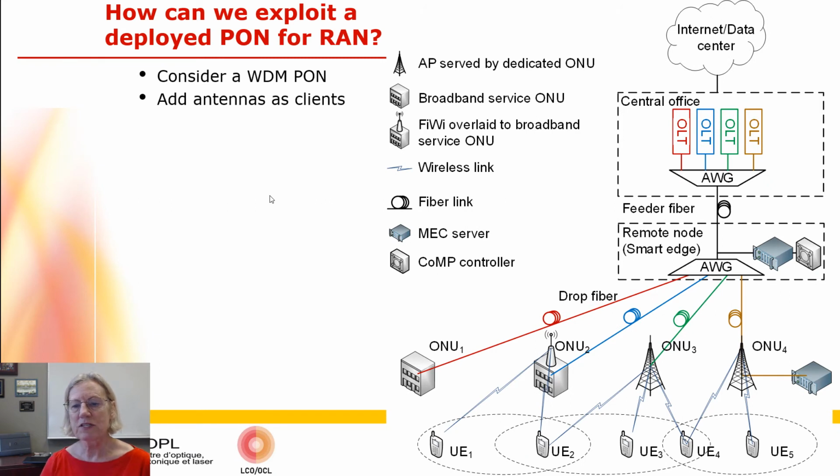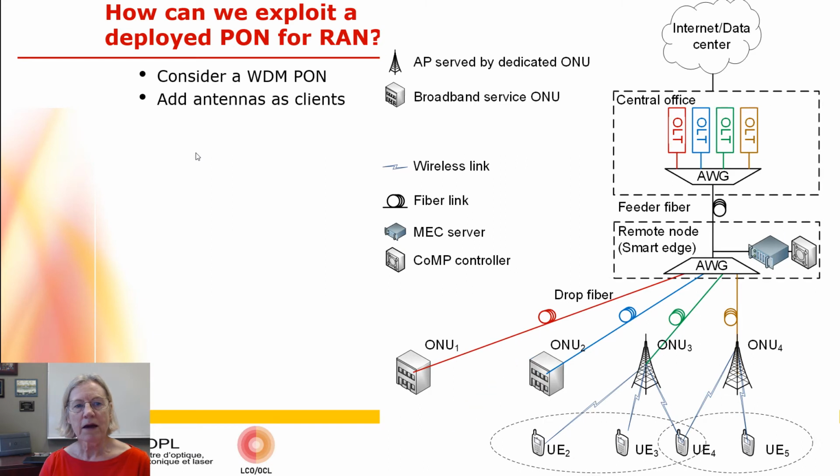So one thing we can do is we can actually add antennas as our clients. And in this case, these links, instead of being digital links, will be this radio over fiber link. But even more interesting, oh, and I should say here that I add the comp controller to the smart edge. This is where the digital signal processing is going to support these antennas.